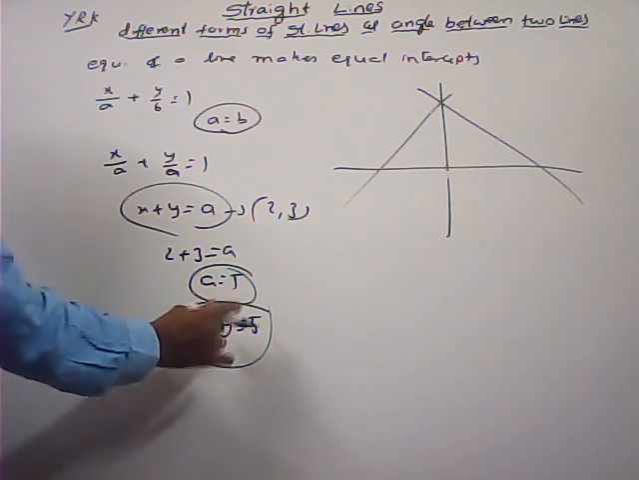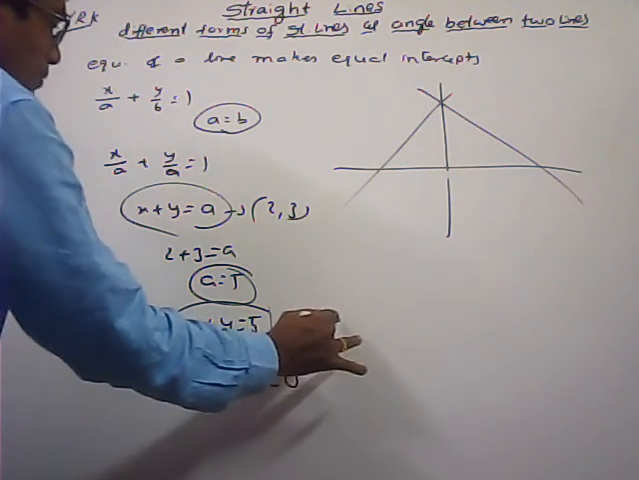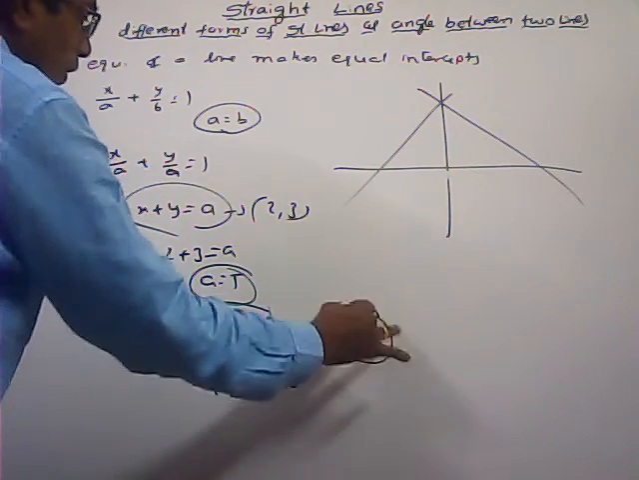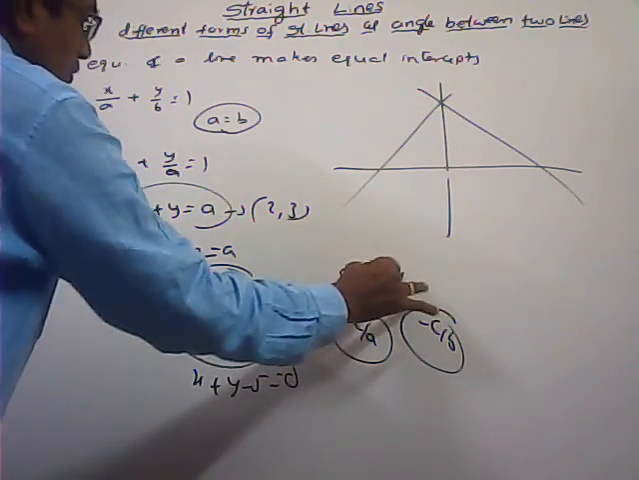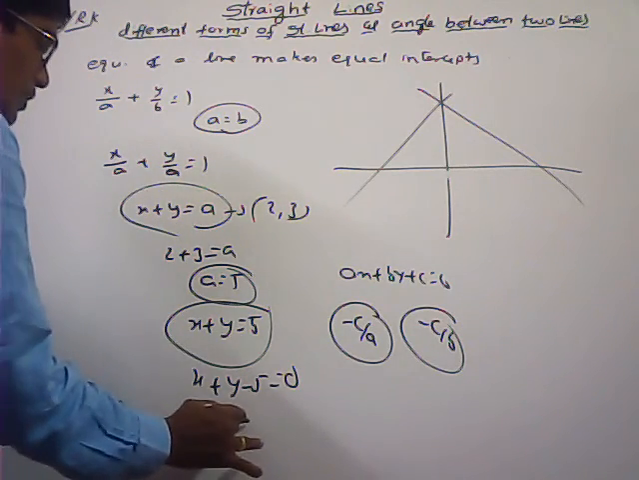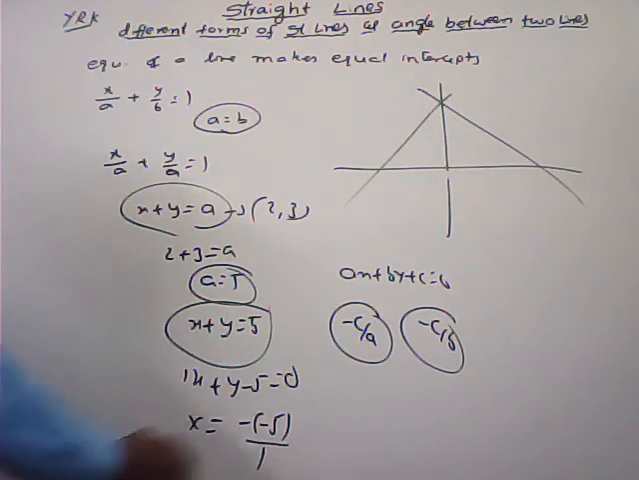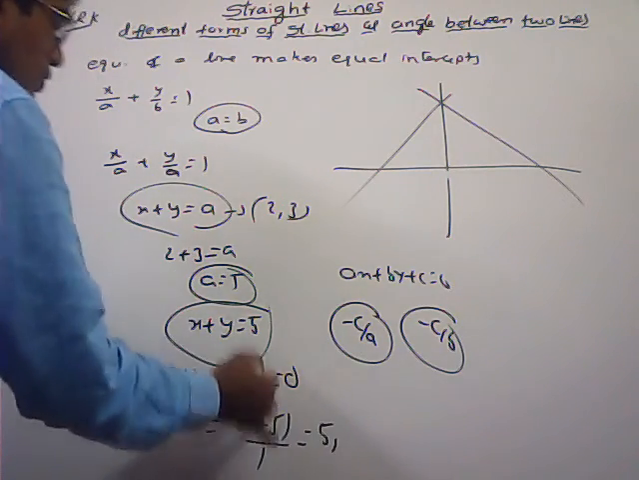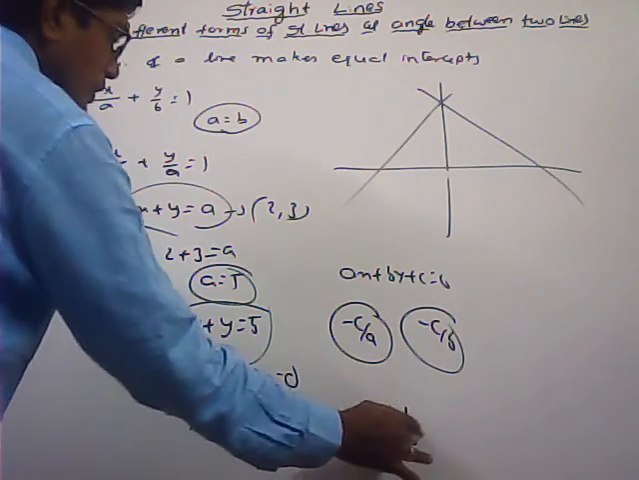What about the x-intercept? Here I told you x plus y minus 5 is equal to 0. X-intercept, that is minus c by a, and y-intercept minus c by b. For the line ax plus by plus c equals to 0, X-intercept, that is equals to minus c by a. A means x coefficient, that is 5, and y coefficient also minus c by b, that is also 5.